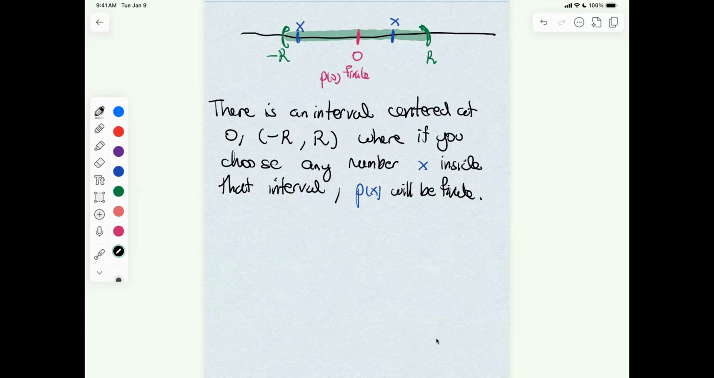The negative part and the R, is R the same variable? Right, R is called, before I forget, there are so many things to say here. R is called the radius of convergence. Okay, just to throw in some terminology, R is called the radius of convergence.